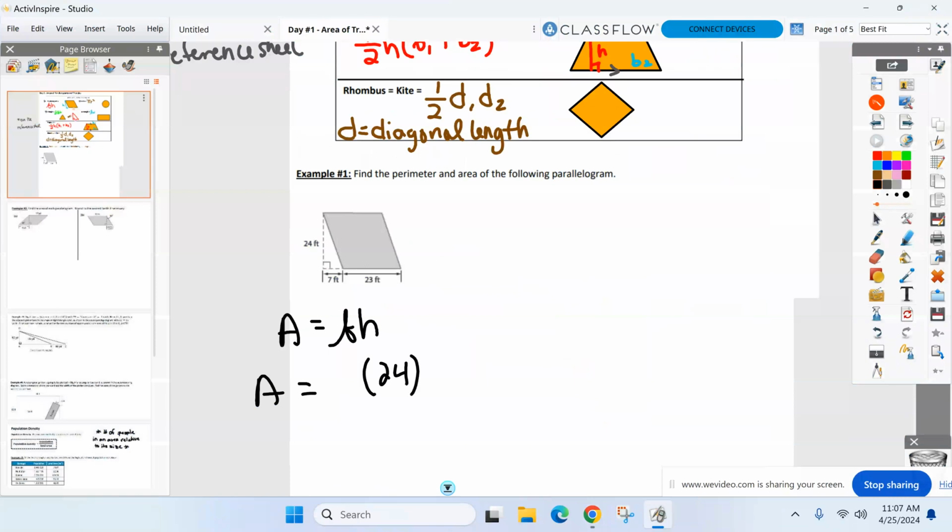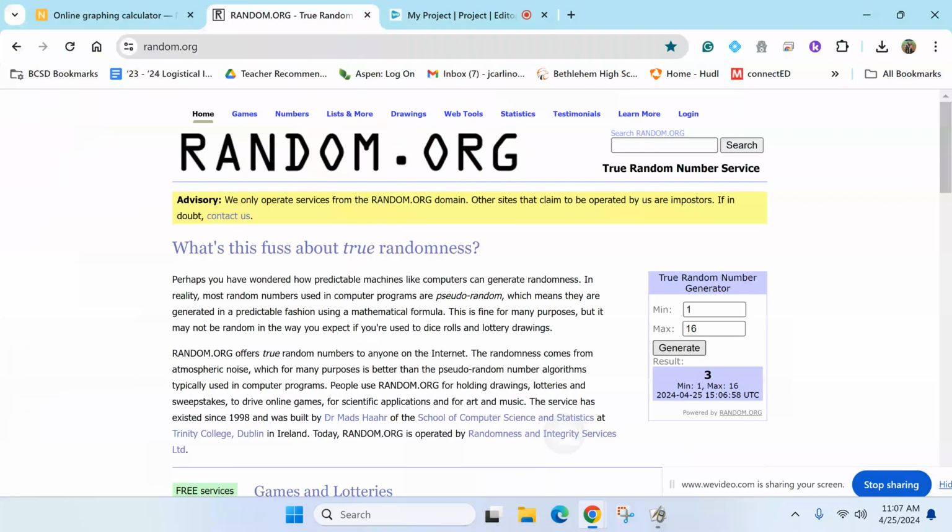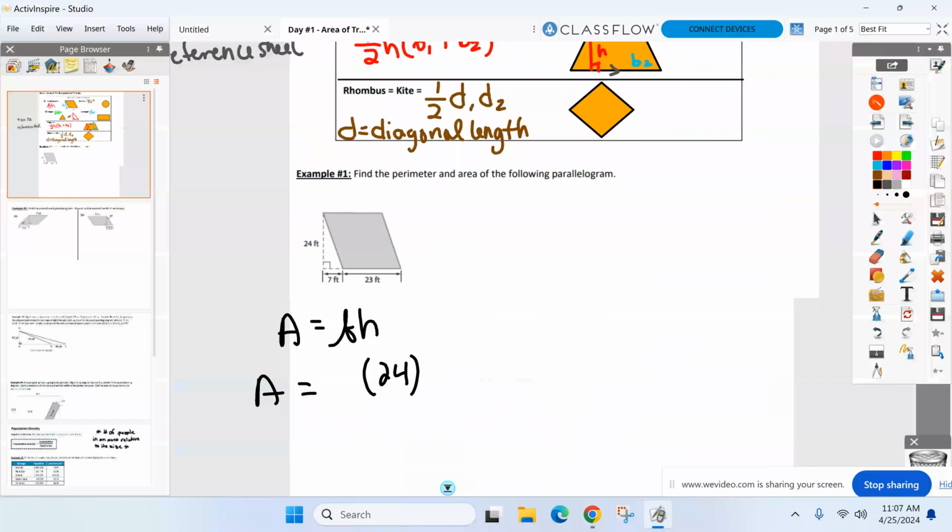Is it the 7 or is it the 23? Come on now. The base has to be on the darn figure, right? It's part of the figure. So the base in this case, 7 or 23 is going to be, Matt? 23, yeah. And again, everyone remember what I said. Height drawn to the base. So there's 23.